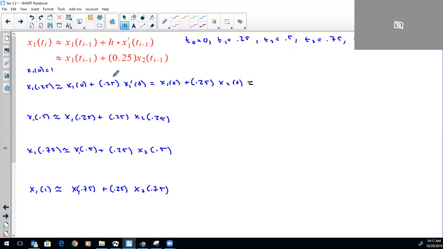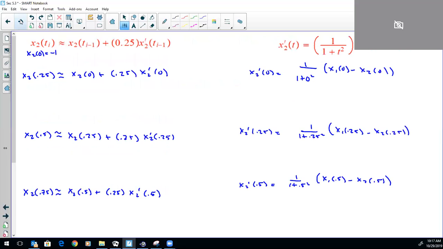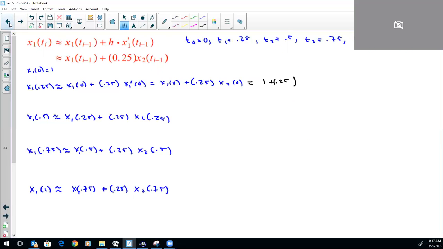x1 of 0, I've got that. That's 1. 0.25. x2 of 0 is what? Negative 1. So x1 of 0.25 is approximately 1 minus 0.25, which is 0.75.